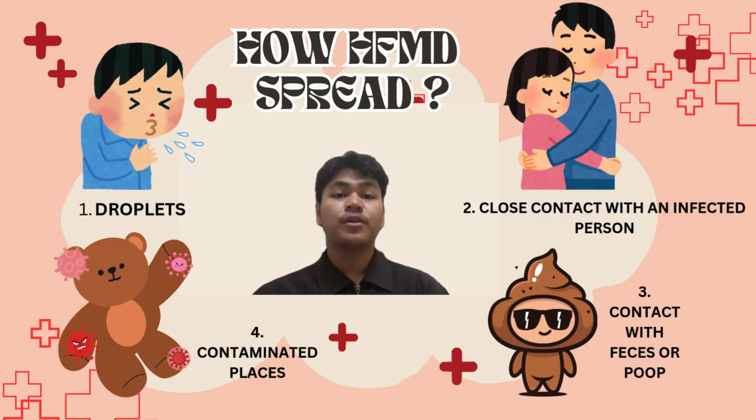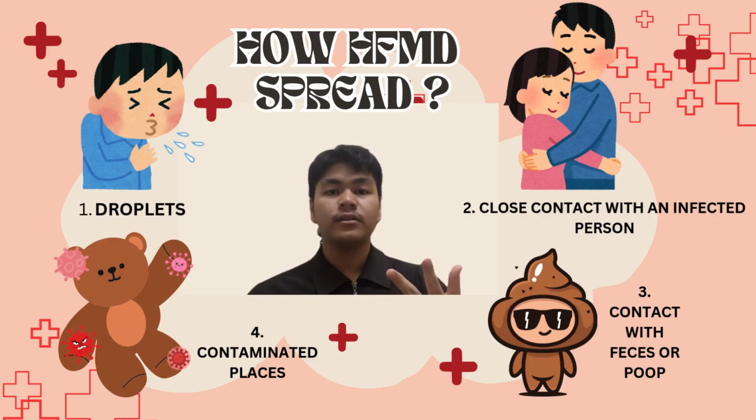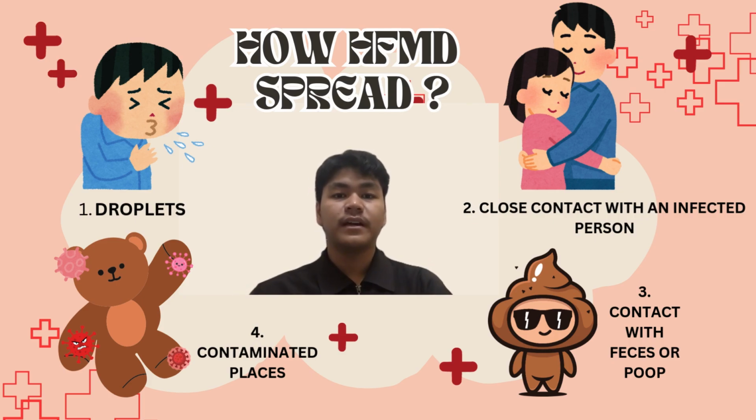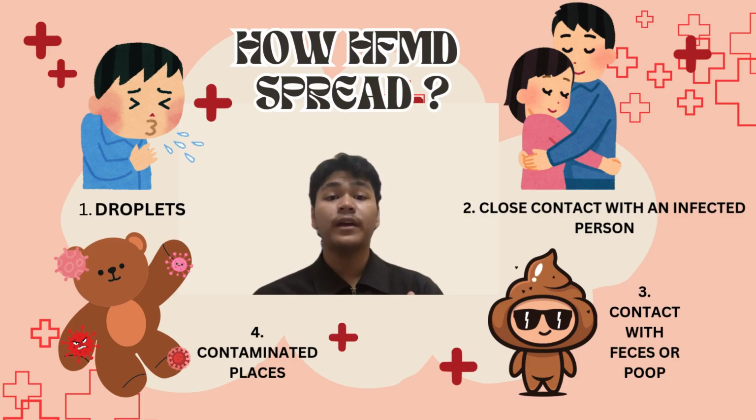The first and the most common way HFMD spreads is through tiny droplets in the air. So when an infected person coughs, sneezes or even talks, they let the tiny viruses spread into the air. And when someone nearby breathes them in, they will easily catch the virus and get HFMD. So that is why covering your mouth while you sneeze or cough is very important. And don't forget to wash your hands afterwards.